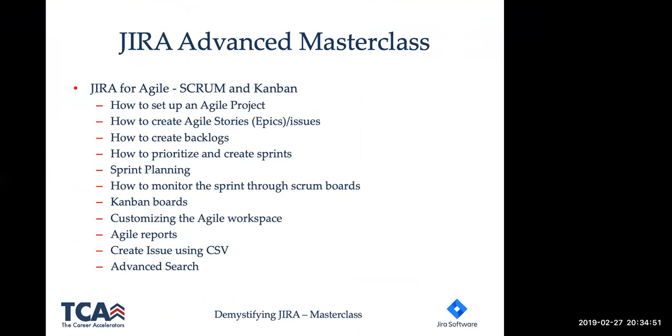We'll look at how to create backlogs, product backlogs. We'll look at how to prioritize and create sprints. We'll look at sprint planning, and we'll look at other parts of Agile and how JIRA can be used for an Agile project. We'll also look at the advanced search functionality, and we'll look at creating issues using CSV, because JIRA provides the ability to create issues outside JIRA in a CSV format, and then rather than going in and typing everything one by one, you can upload that file into JIRA, and all the issues are created magically in JIRA. So we'll look at all that as part of the advanced masterclass, which will be happening in the future.